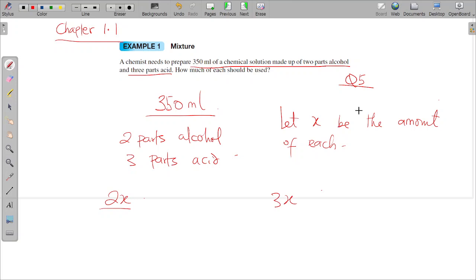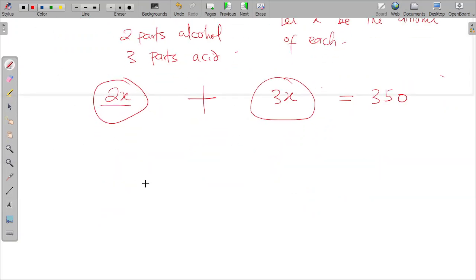Am I right? Okay, so with this now, we want this part of the alcohol and this of the acid to be the total amount the chemist wants to prepare. So that means if I add this together, I should get the total. All right, so with that now, you can have your mathematical equation already.